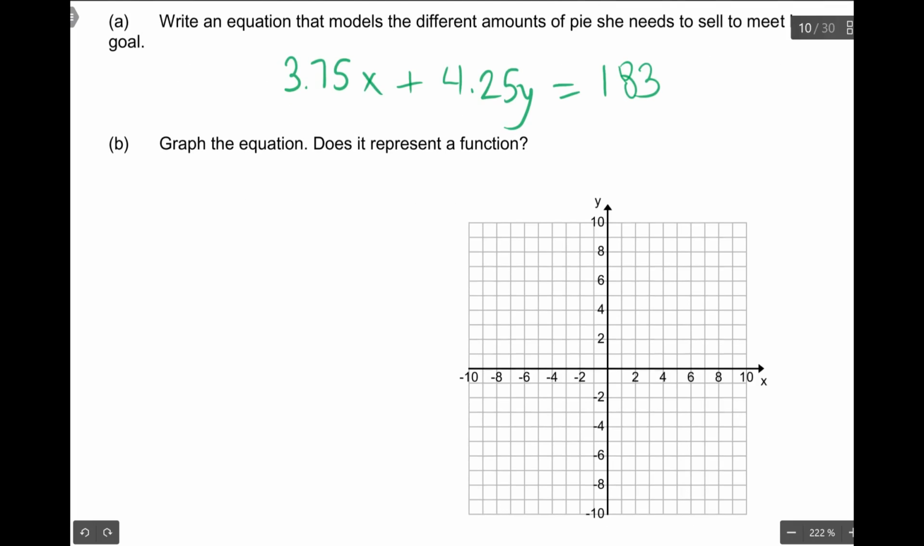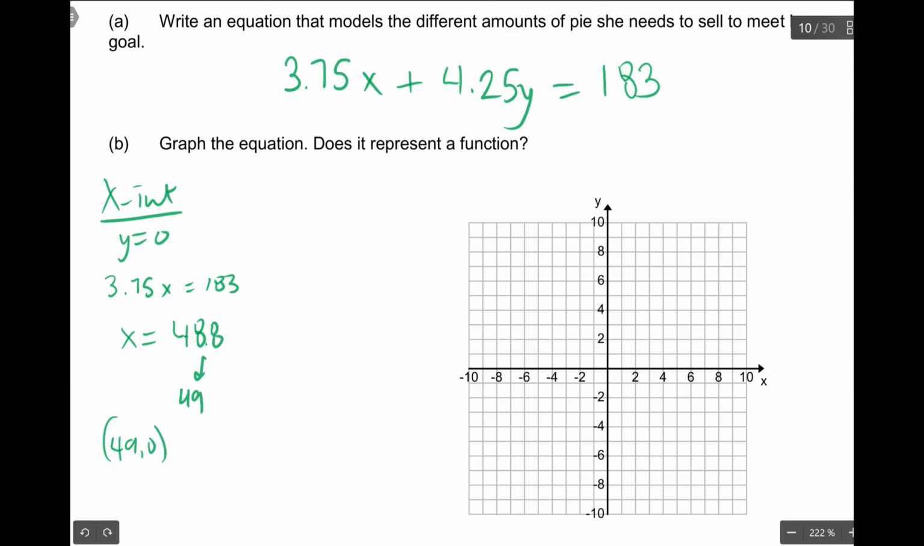So we need to graph the relation. Does it represent a function? Well, the x-intercept is going to be when y equals 0. So I have 3.75x equals 183. If you divide by 3.75 on both sides, you'll see x is equal to 48.8. That means she can't sell 0.8 of a pie, so it has to be 49. So our first coordinate is (49, 0).